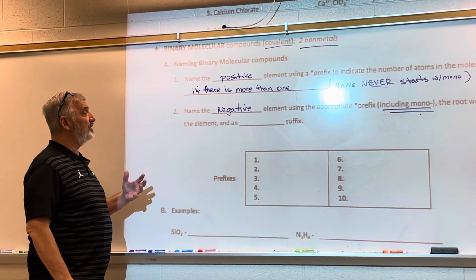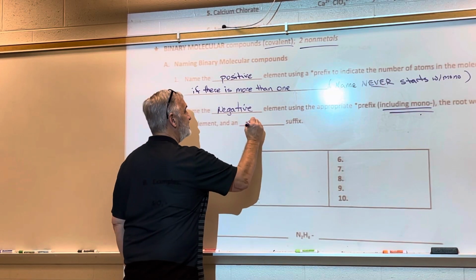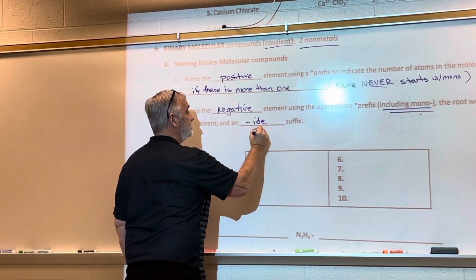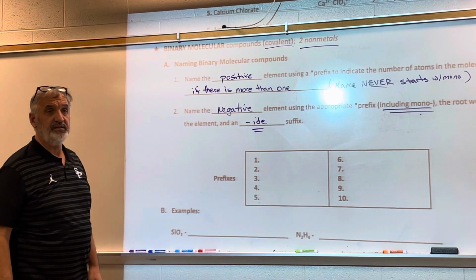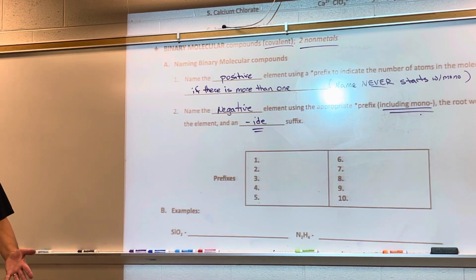Using the root word of the element and an "-ide" suffix. Now every single one of these is going to end in "-ide". Makes it simple. It's always going to be "-ide". We don't have any "-ides" or "-eights" on this one. Only "-ides". Again, that's pretty much all the notes for this one.